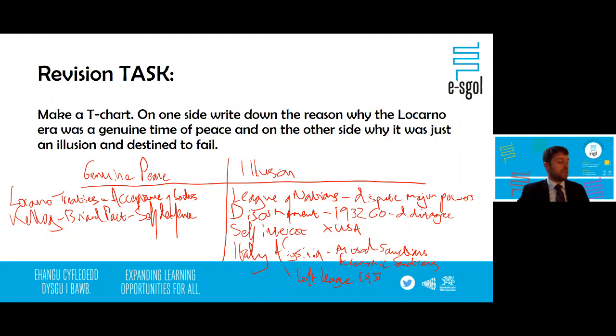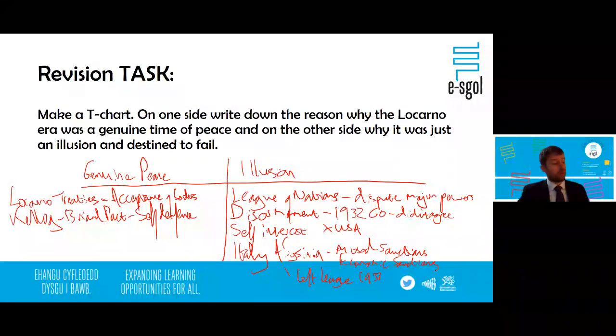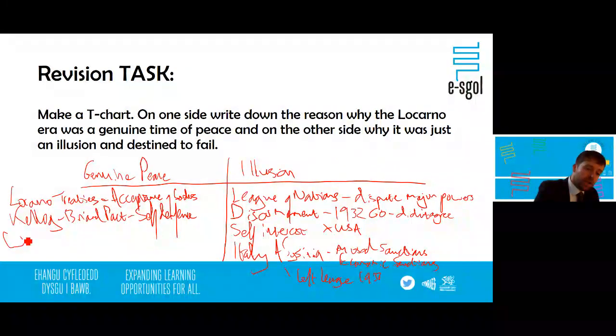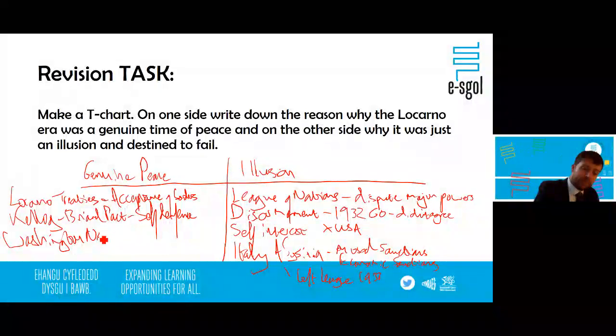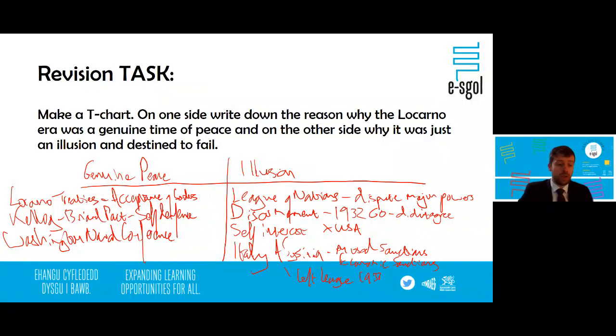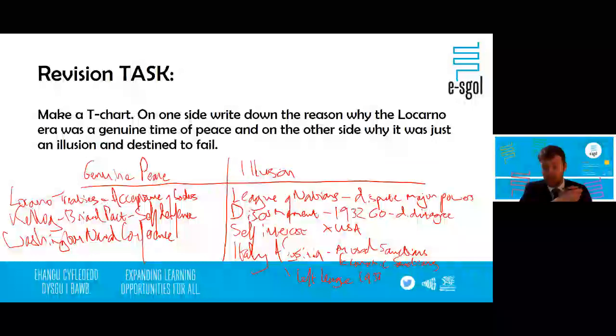Is there anything that means that this is a genuine era of peace other than Locarno treaties and the Kellogg-Briand Pact? Well, you do have the Washington Naval Conference that did see a limit on the tonnage of ships being applied. Countries couldn't have more than a certain tonnage of naval ships. And it saw America agreeing to scuttle, to destroy a huge part of its navy.